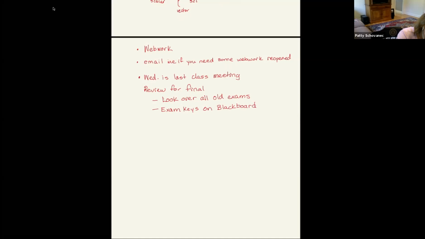I'll put the keys on Blackboard, and I'll go into detail, and I have some review problems that you can practice. I will put a copy of the old exam. I will put an old final on Blackboard for you to practice, and then you practice it. And then we'll practice a little bit of stuff on Wednesday. And our final exam is again on Friday at 10:30.